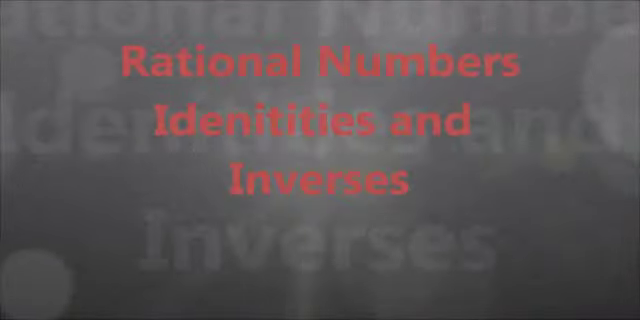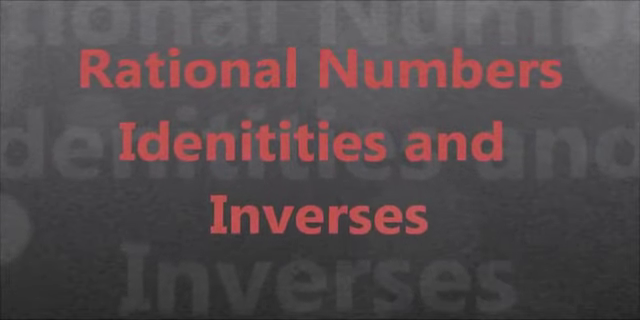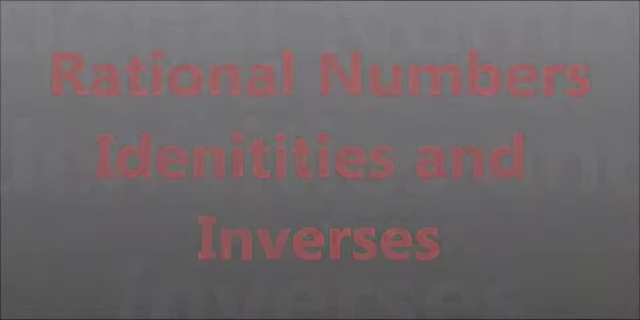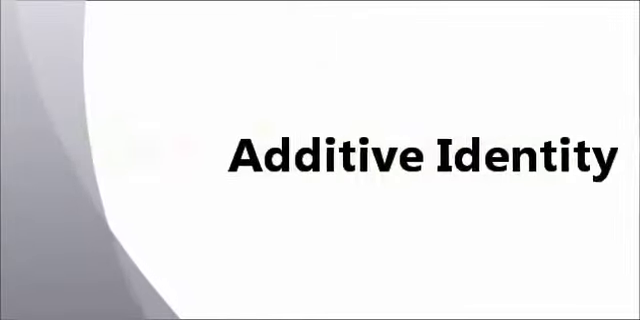Hello everyone. In our last videos, we talked about various properties of rational numbers. We spoke about closure property, commutative property, associative property. Now in this session, we are going to talk about four different things. Those are additive identity, multiplicative identity, additive inverse, and multiplicative inverse. So let's talk about additive identity first.